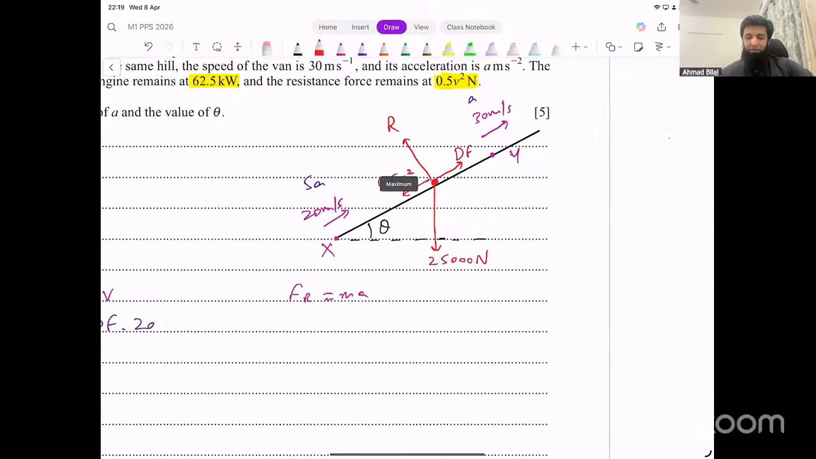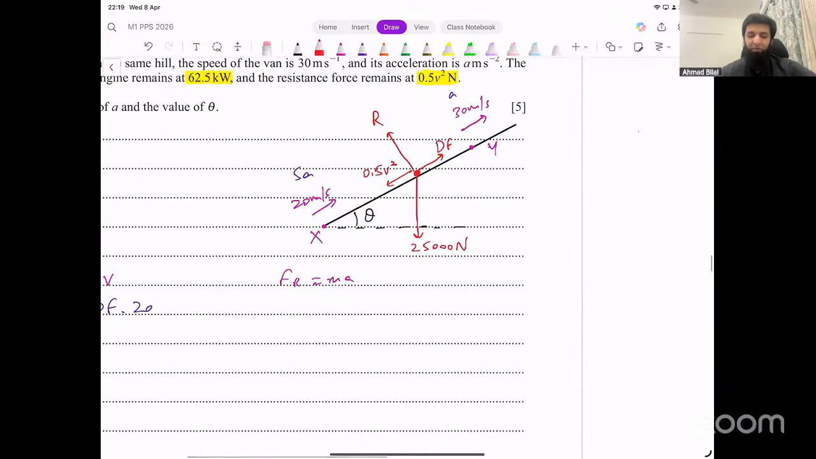Now, weight is the only force that is not parallel or perpendicular to the surface. So we have to resolve weight. What are the components of weight going to be? One component of weight is going to be in this direction, which is going to be equal to r, but we don't need that. The other component in this direction, that is going to be, way to write that, 25,000 sine theta, right? If this angle is theta, we know this angle here is also theta, right?